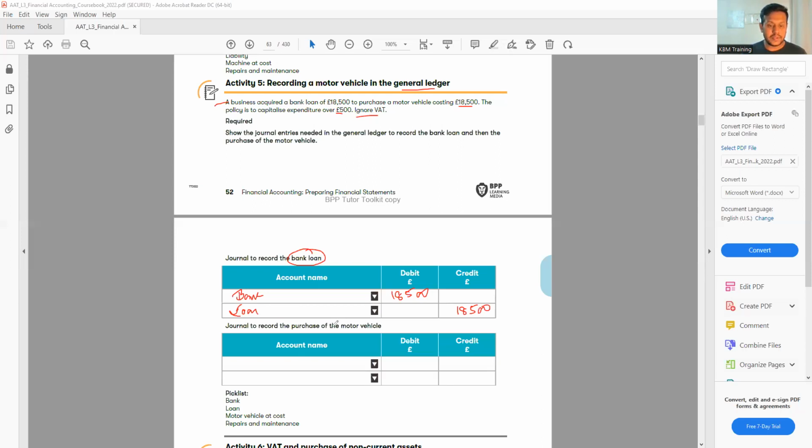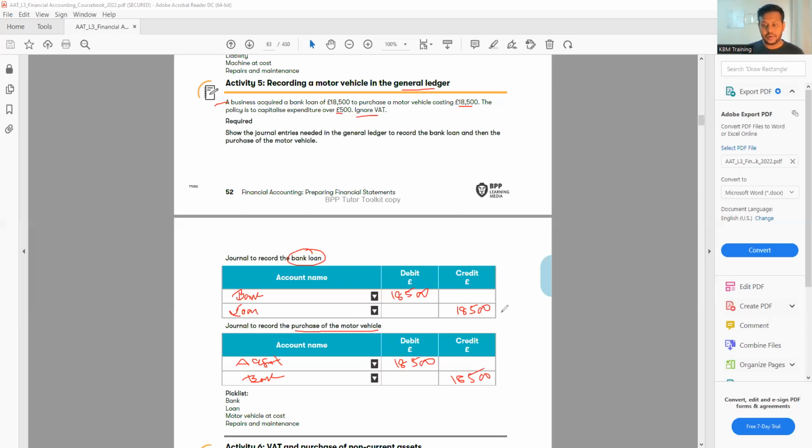Then later on, I have used this loan to purchase the motor vehicle. So now I'm going to say asset account will be debit, that is 18,500. And the bank will go down because if I pay from the bank, it will be credit. So asset will be debit, bank will be credit. If I buy something and I pay for that from my bank, my bank will go down and bank is credit. So this sort of journal will be in the exam. We have to make sure you remember this journal because we have to memorize it.